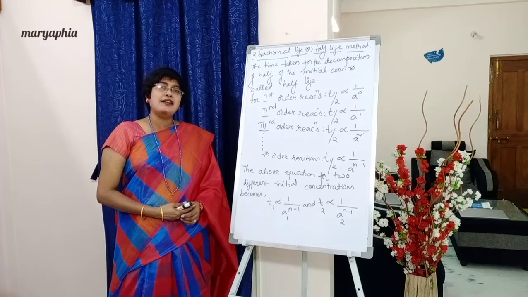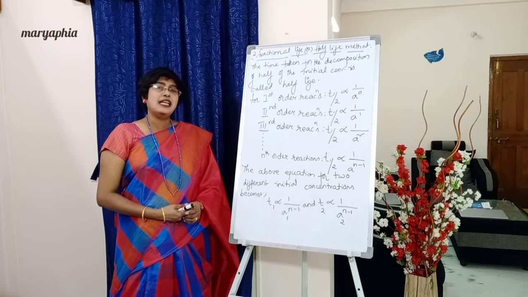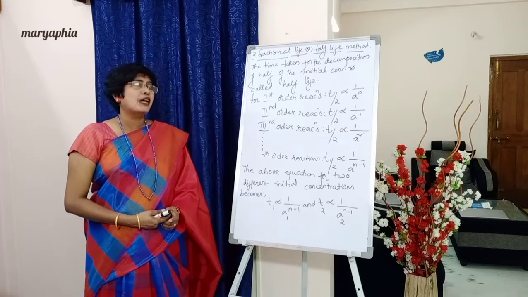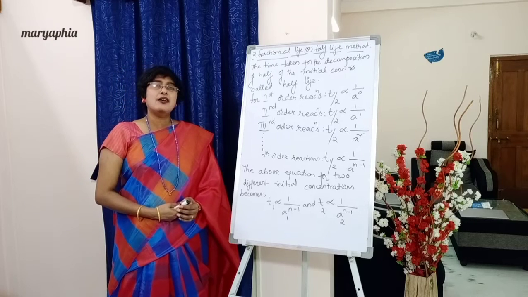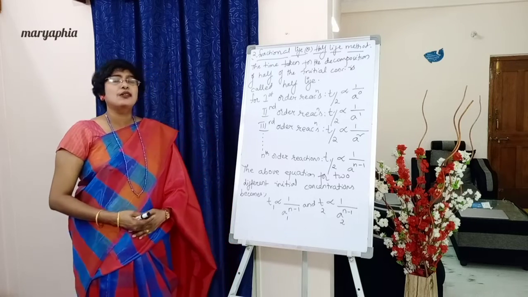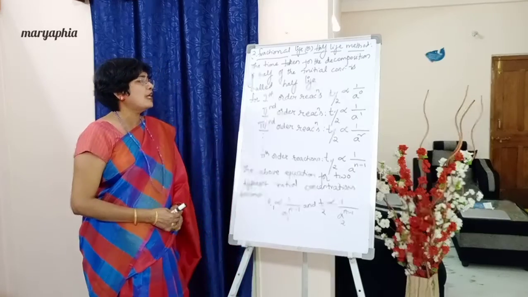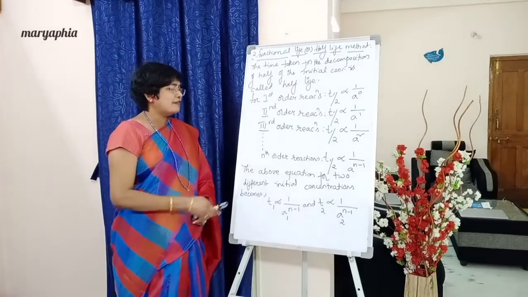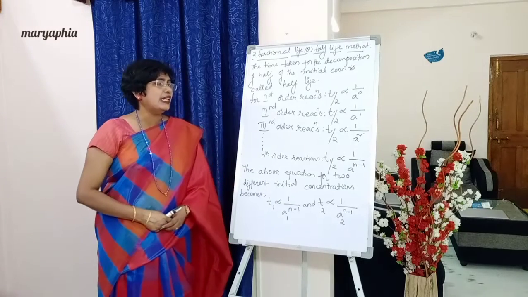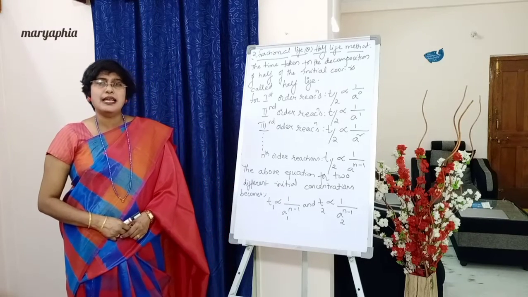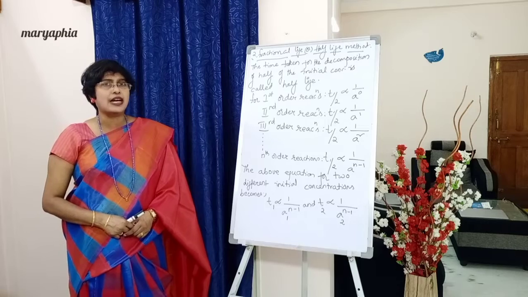For the sake of derivation, we have written like that. T half proportional to 1 by a power 0. Second order, t half proportional to 1 by a power 1. Third order, t half proportional to 1 by a power 2. And for nth order, it will be t half proportional to 1 by a power n minus 1. I think you have understood, right?